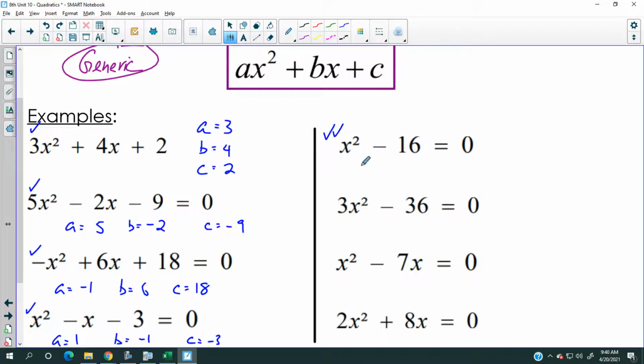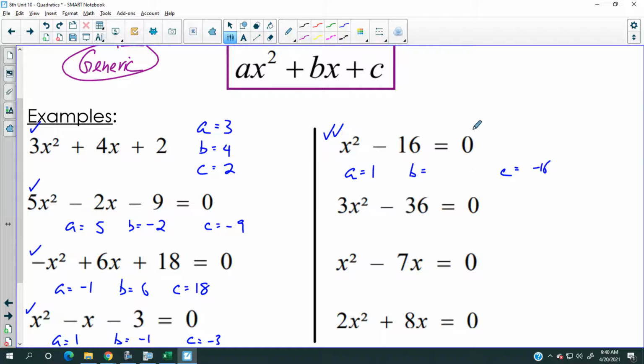So what's A? 1, right? What's B? -16. No, it's not. That's the constant, right? The constant is -16 because that's just a number, right? That's this part. So what's B then?